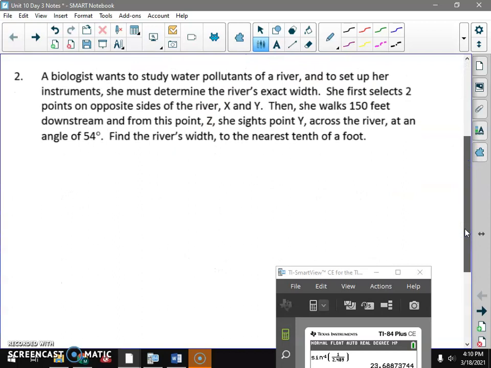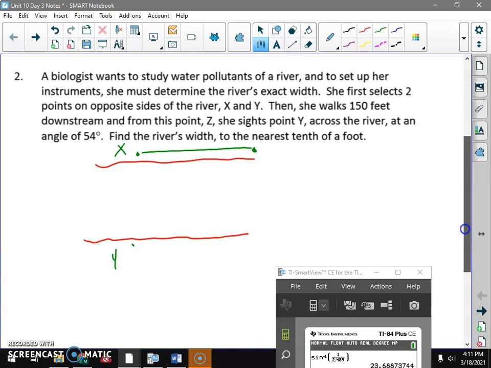Val wants to study water pollutants of a river. To set up her instruments, she must find the river's exact width. She first selects 2 points on opposite sides of the river, X and Y. Then she walks 150 feet downstream to point Z. So what does that mean? Well, if this is the river, we have 2 points, X and Y, directly across from each other. And from X, she walks 150 feet downriver to point Z.